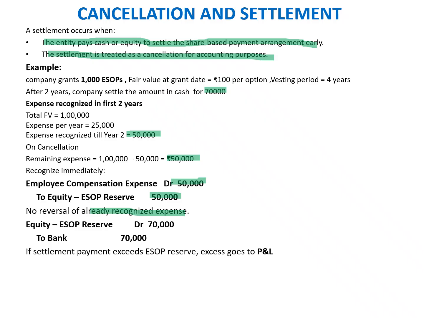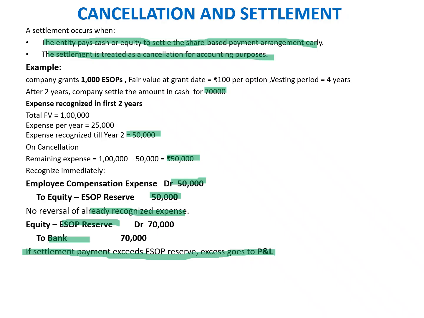We have discussed that. But if the settlement payment exceeds the ESOP reserve, then the excess goes to the P&L. Because this settlement is going to be done in cash, whatever ESOP reserve we have already created would be debited, and bank would be credited with the amount that has been paid. So there is a net gain going to the retained earnings, which is 20,000, that is 70,000 minus 50,000.